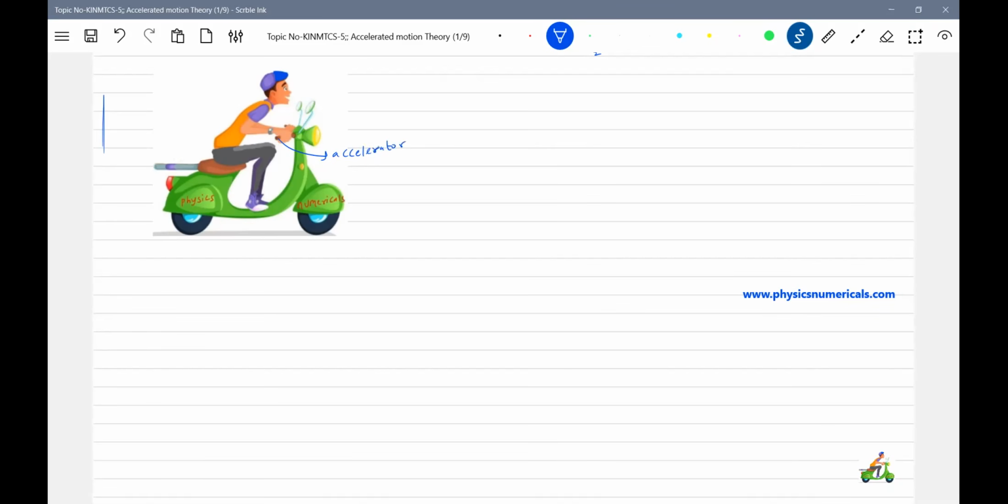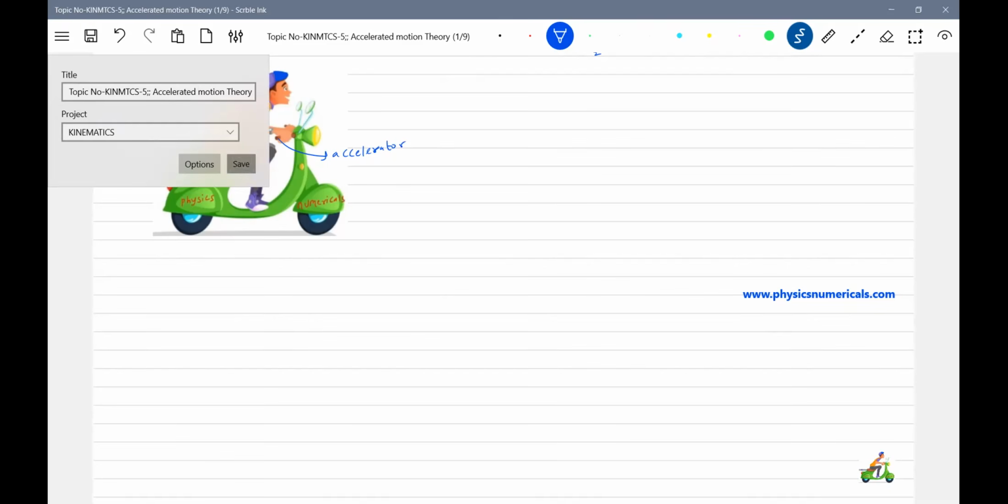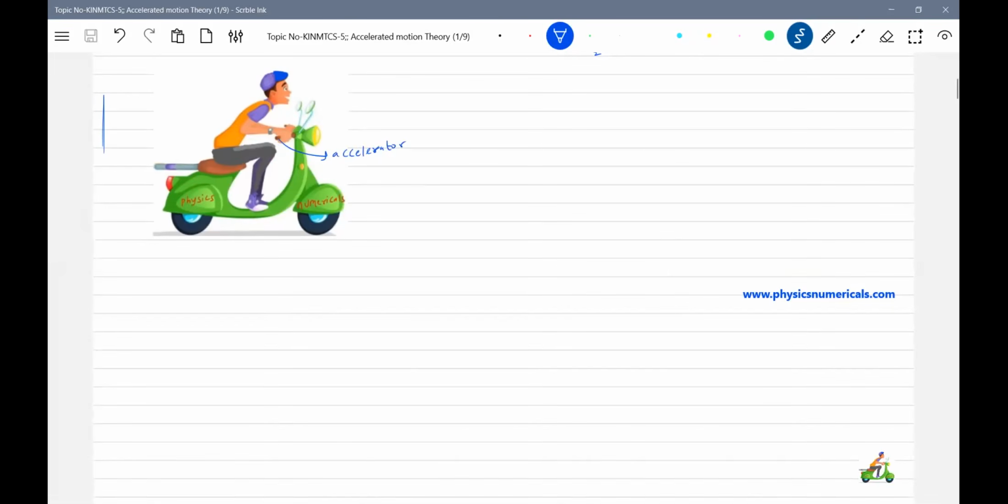So what is the accelerator? It will increase the speed. I think everyone knows a bike. Most of you might have ridden a bike here. The handle on the right-hand side is called the accelerator. What it does is we can vary the speed. So with this accelerator, we can vary the speed of a bike.